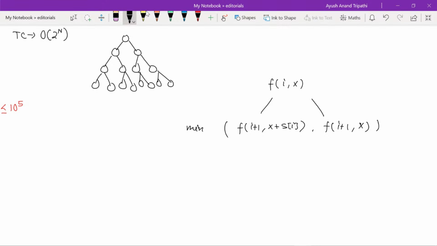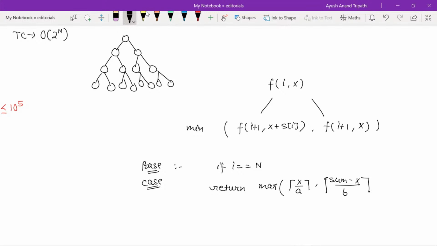And what will be my base case? The base case is: if i is equal to n, in this case we'll simply return the max of the ceil value of x by a, since this subset of monsters decided to fight against Peter, and the remaining monsters will fight against Mile. So sum minus x is the sum of strength of the monsters who fight against Mile. Then we'll take the ceil value of it and return the maximum out of these two possibilities. So this is the complete solution.